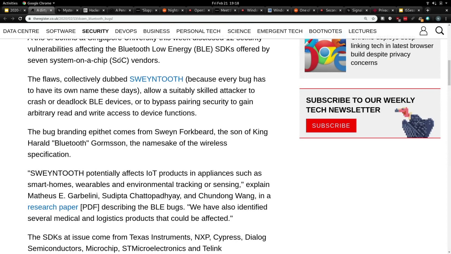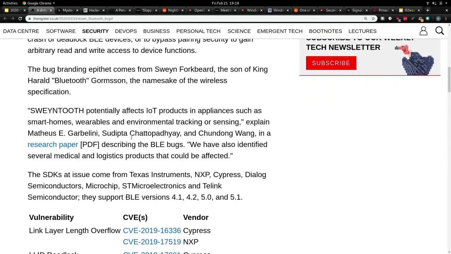As a tangent or a side point, in the hardware world, they use the term SOC, or system on chip, a lot. And that's a pain in the ass when it conflicts with InfoSec, where we have SOC as Security Operations Center. It used to confuse the hell out of me, so that's not great. Just putting that out there.